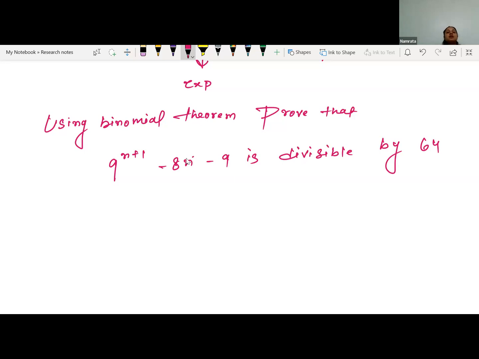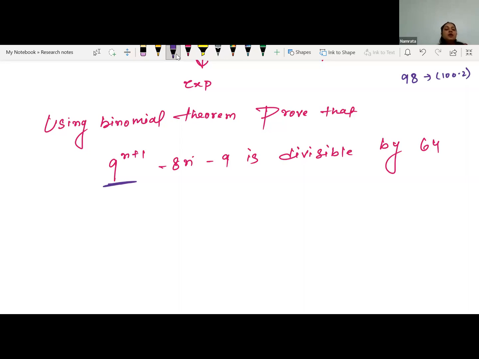How will we be using the concept of binomial theorem? Whatever is given at first, this 9 to the power n plus 1, let's try to break it. How will you be breaking it? The way I told you, whenever you are having 98, you can write it as 100 minus 2, right? Yes, ma'am. If 98 to the power n is there, you can write it as 100 minus 2 to the power n, and then you can expand it.